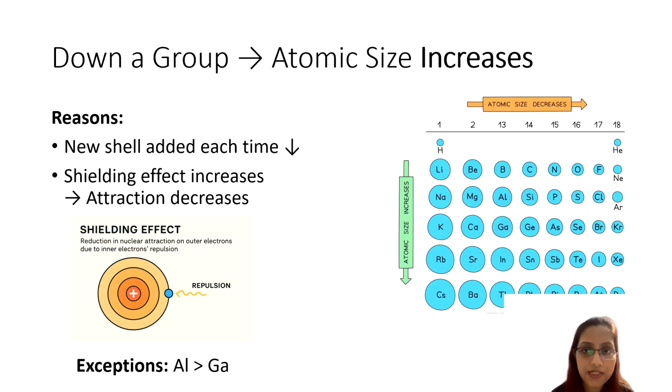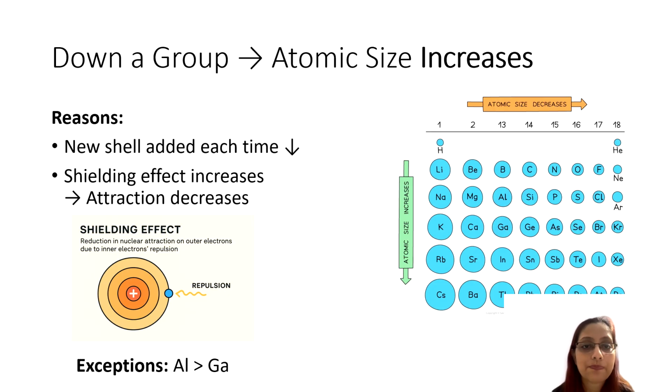For example, aluminium has a larger atomic radius than gallium. In this group, aluminium is supposed to be smaller than gallium, but it doesn't happen. So why does it happen? Gallium is below aluminium in this group, so its atomic radius is supposed to be bigger, but it isn't. This contradicts the trend.